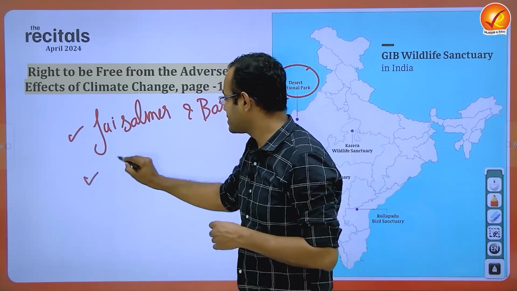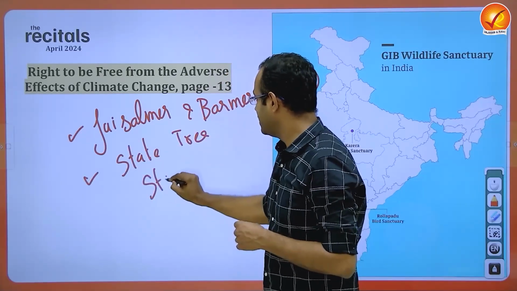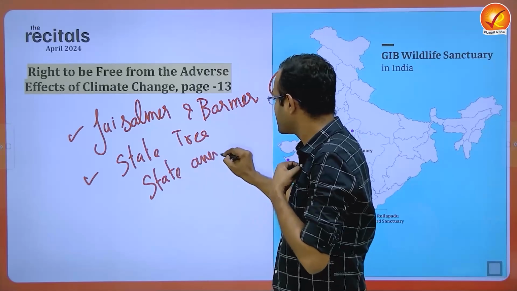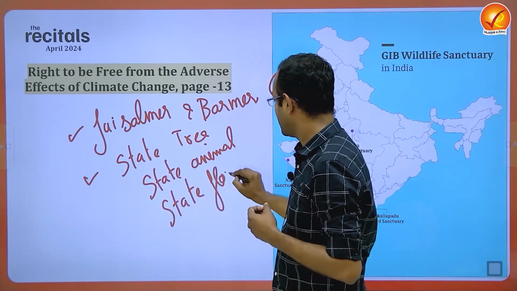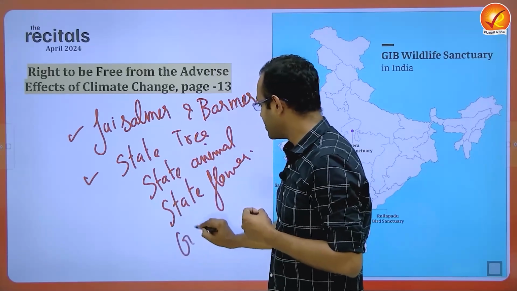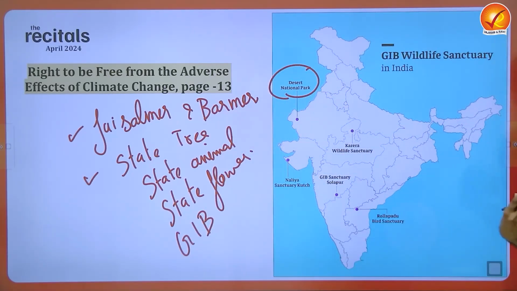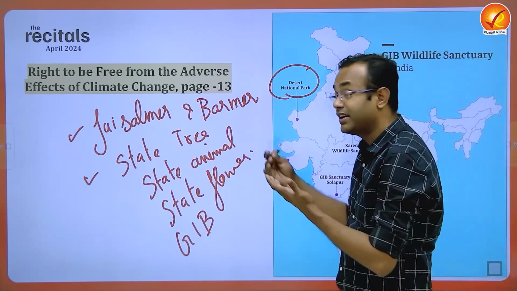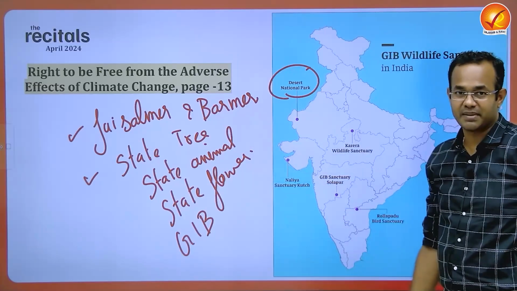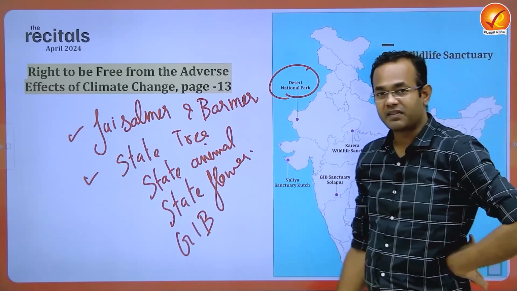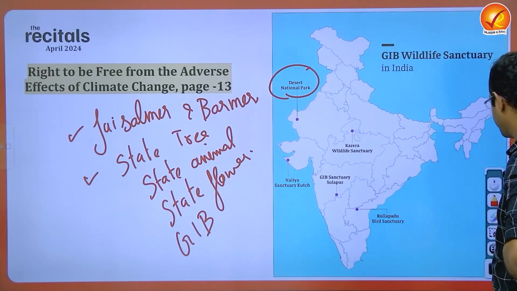Desert National Park also has the state tree of Rajasthan, the state animal of Rajasthan, the state flower and also Great Indian Bustard, which shows its uniqueness and its importance in terms of biodiversity. State tree, everyone knows Khejri trees will be there, Chinkara as a state animal will be there, Rohida as a state flower will be there. All these will be present in Desert National Park.